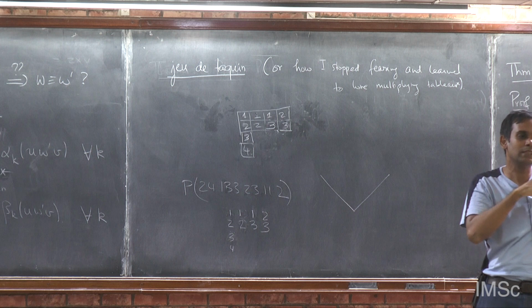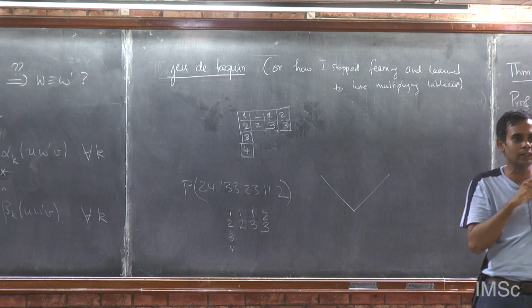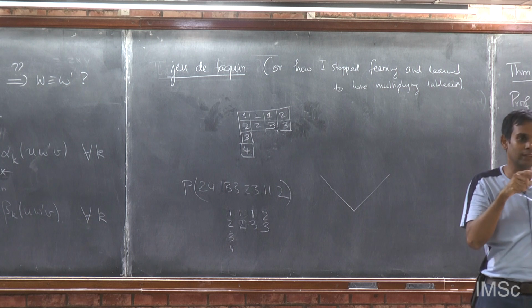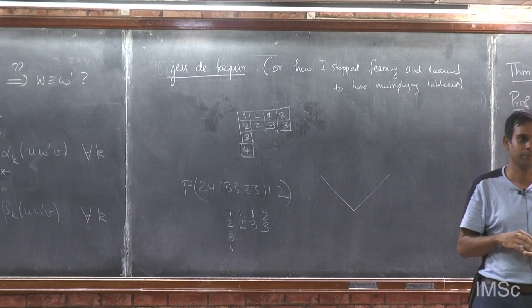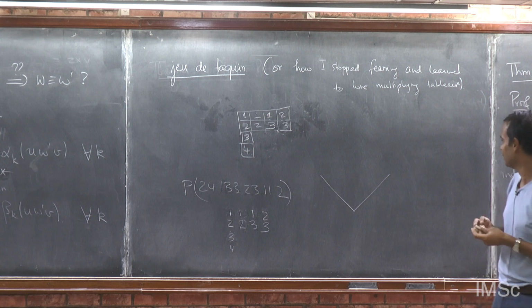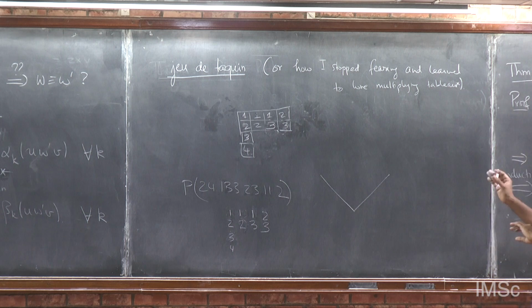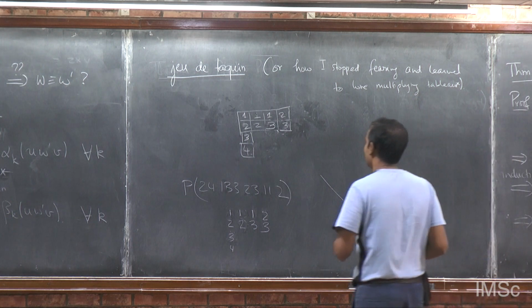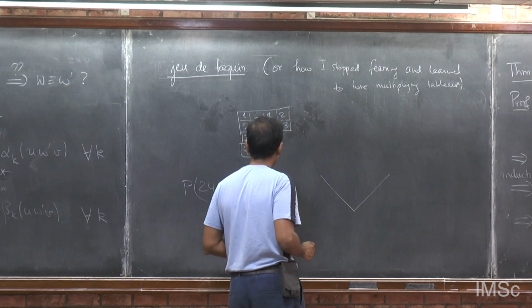And then what you must see is that every time you do a jeu de taquin move, the result is Knuth equivalent to what you had before. So that's why it works. So that's jeu de taquin. Okay, so that's a way to work directly with Tableau.